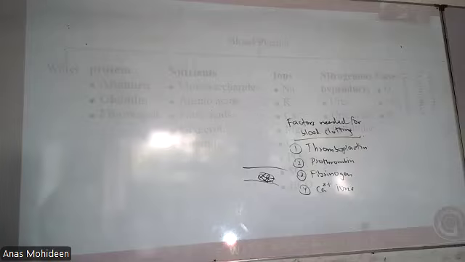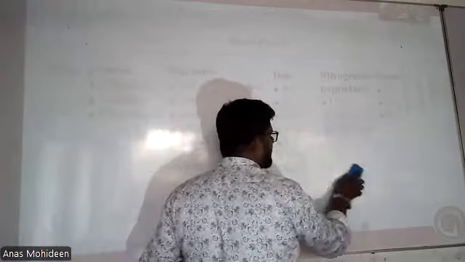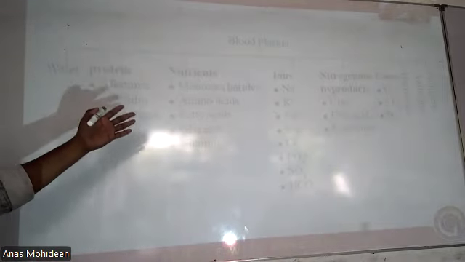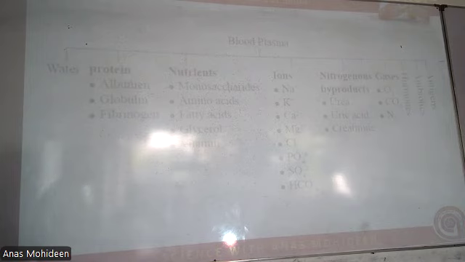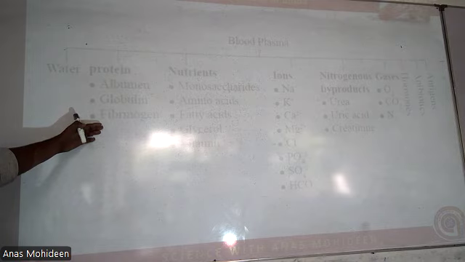So you see, blood plasma mainly contains water and nutrition. The second most abundant component is proteins. What are the types of proteins present? Albumin, globulin, fibrinogen. You have to remember them. This comes in MCQs. Albumin, globulin, fibrinogen. Right? And what are the nutrients?